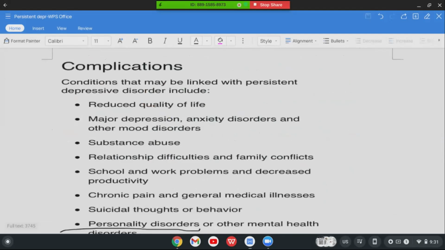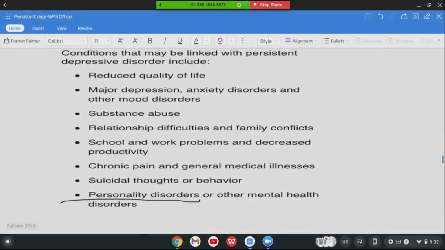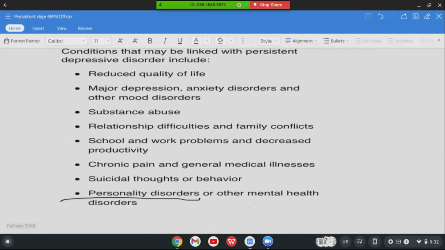The complications of depression include reduced quality of life, major depression, anxiety disorders, simultaneous mood disorders, substance abuse, relationship difficulties and family conflicts, school and work problems, decreased productivity, chronic pain and generalized medical illness, suicidal thoughts or behavior, personality disorder or other mental health disorders.